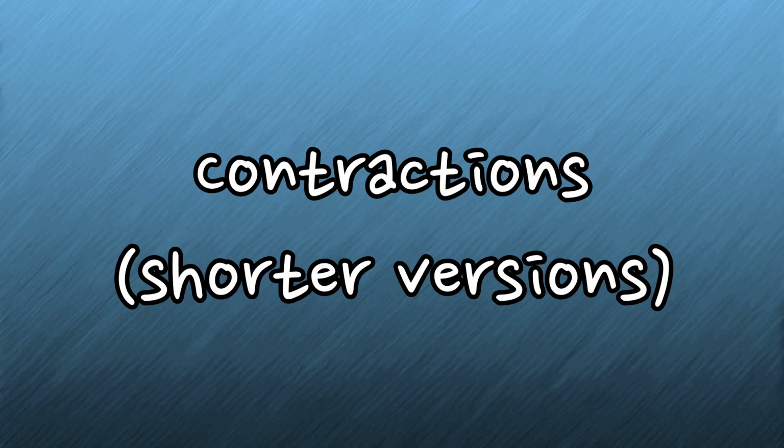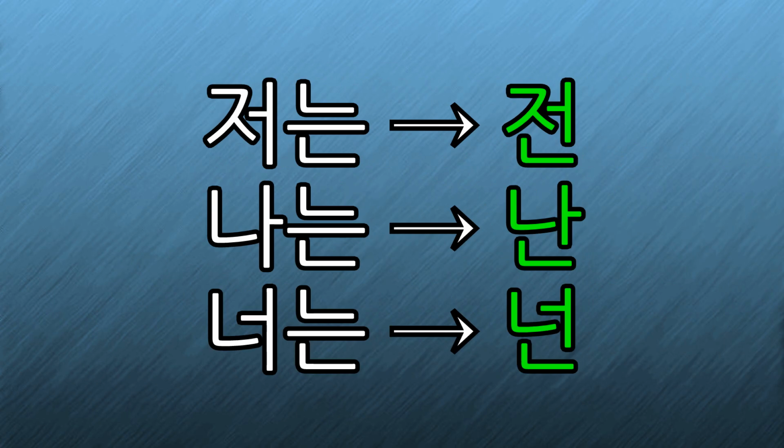Now, most of these are fine for beginners to learn, but I'd recommend skipping any of them for which you haven't already learned their basic forms. So let's get started with a few of the most basic and most common contractions. These three might be some of the most commonly found. 저는 becomes 전, 나는 becomes 난, and 너는 becomes 넌.